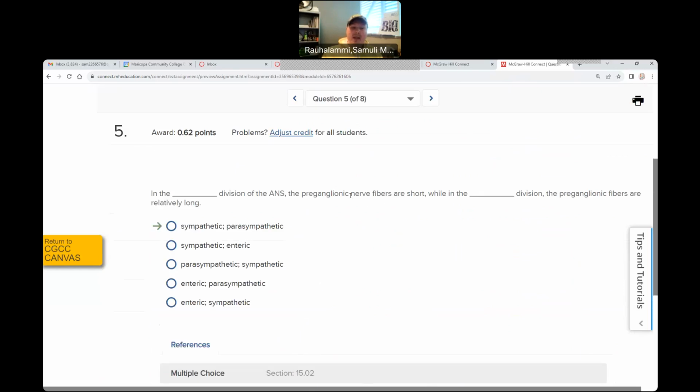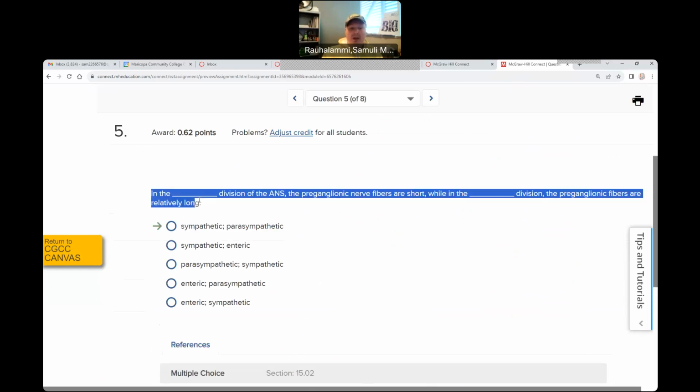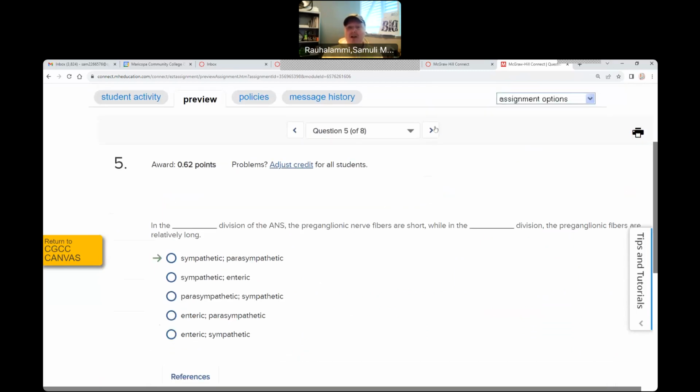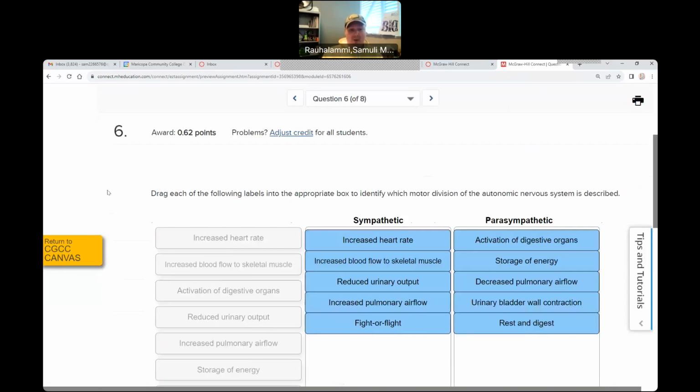What else can we see? We've got a complete sentence question here. We're seeing that in the sympathetic division of the autonomic nervous system, the preganglionic nerve fibers are short, while in the parasympathetic division, the preganglionic nerve fibers are relatively long instead. So again, it's a way to connect not just the physiology, but the anatomy that goes with that.